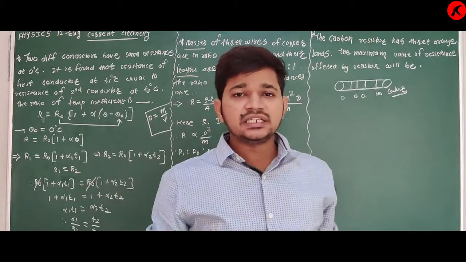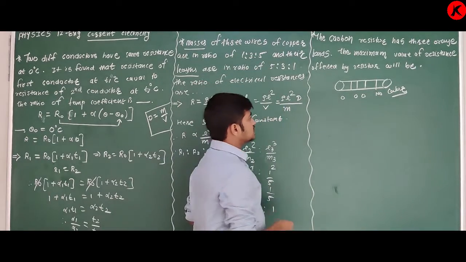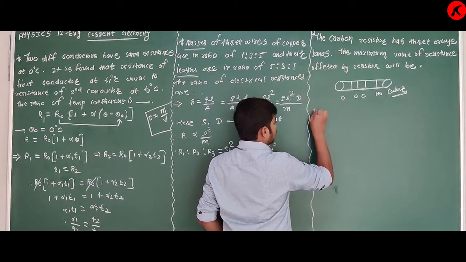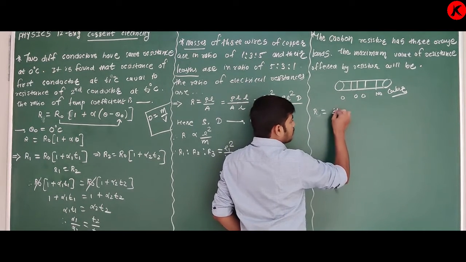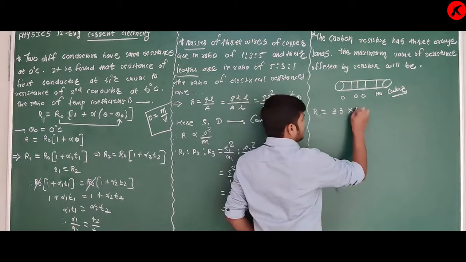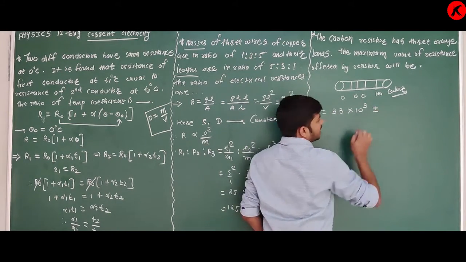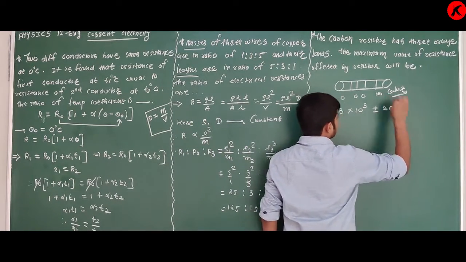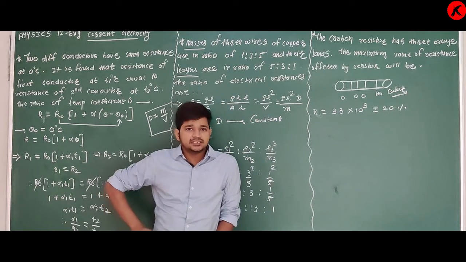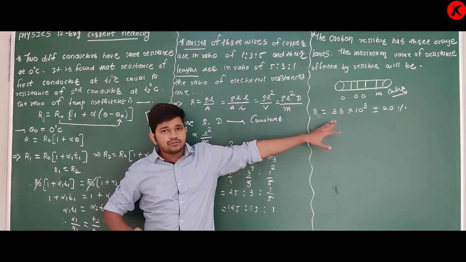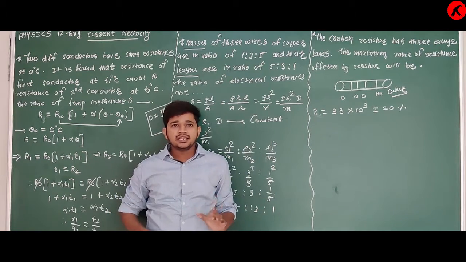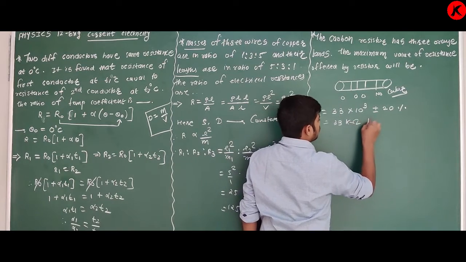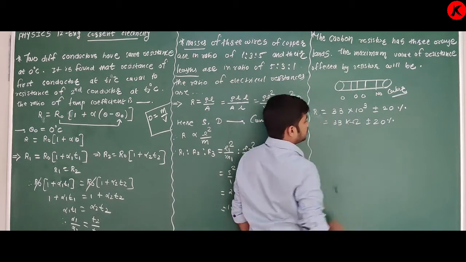If in the table you observe for orange color, the value is, for the first band, I have to write like this: R is equal to 3 for orange into the multiplier 10 raised to 3, and plus or minus; no color means the tolerance is 20%. You know how to write this. I can also write this as 33 kilo ohm plus or minus 20%.